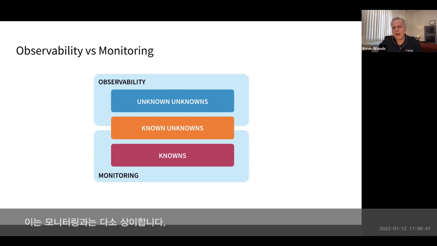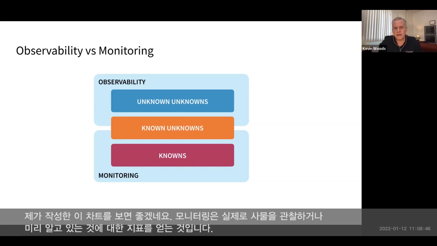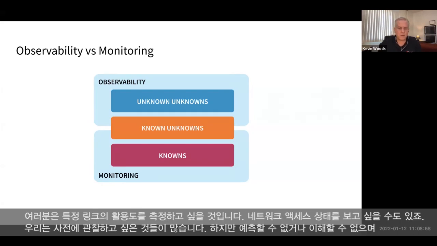So that's a little different from monitoring, and here's how. I made this chart here. Monitoring is really about watching things or getting metrics on things that you know about ahead of time. So you're going to want to measure the utilization on certain links. You're going to want to watch the status of network access. There's a lot of things that you know ahead of time that you want to keep an eye on.